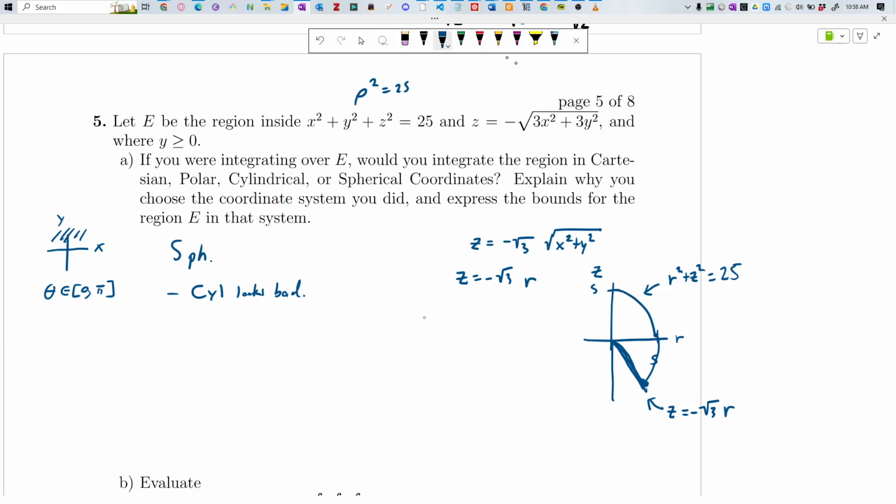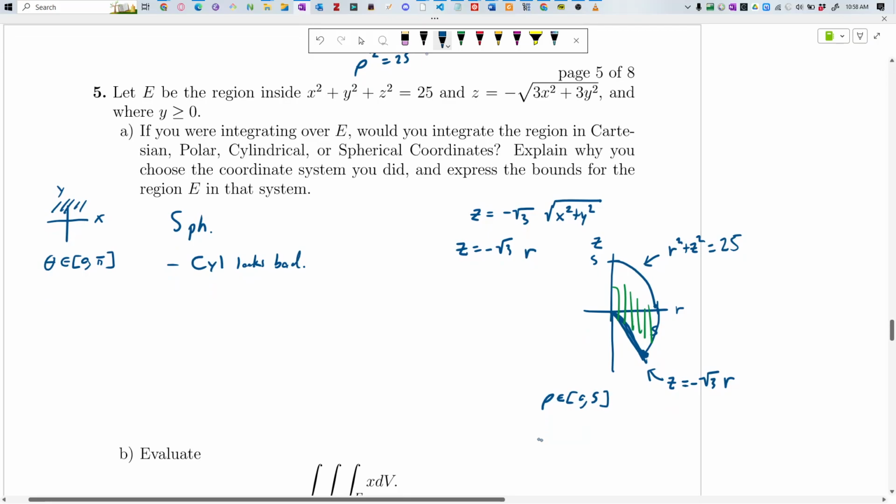This region is what we're after. So rho goes from 0 to 5. We can see that immediately in terms of describing this. So we have bounds for two of the variables. The third variable is phi, the angle of declination. So I need to describe, let me use another color, I guess I'll use red, I need to be able to describe this angle.